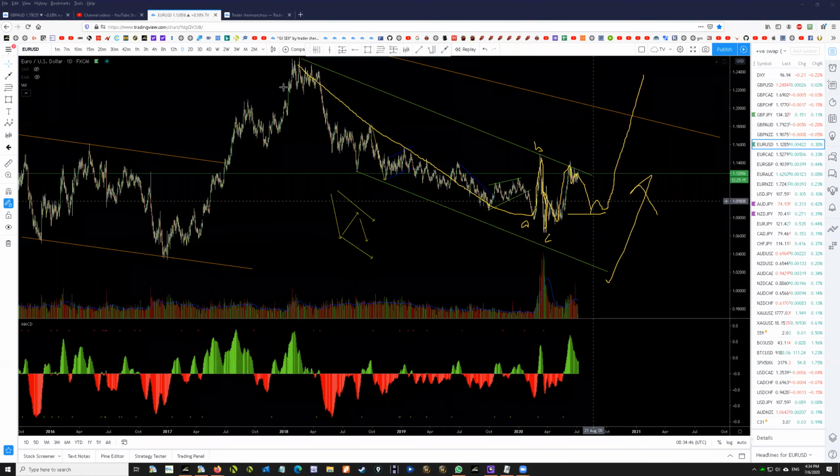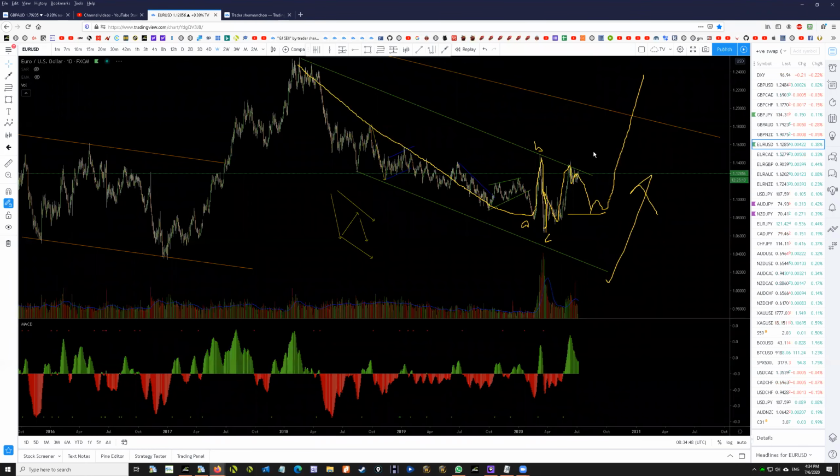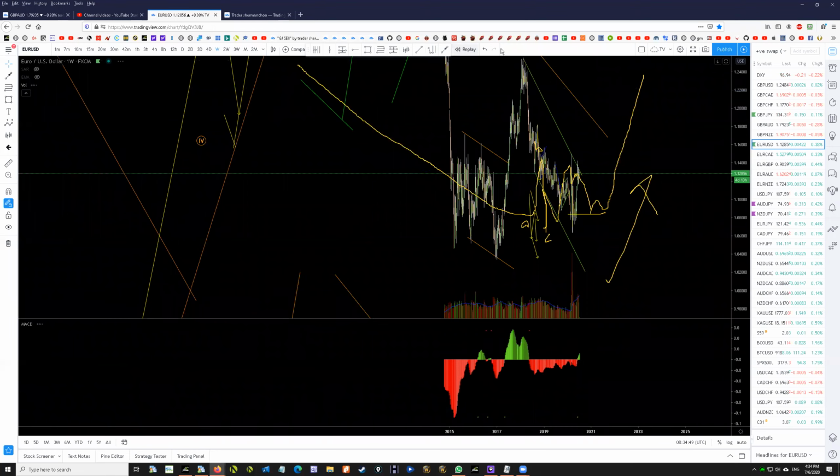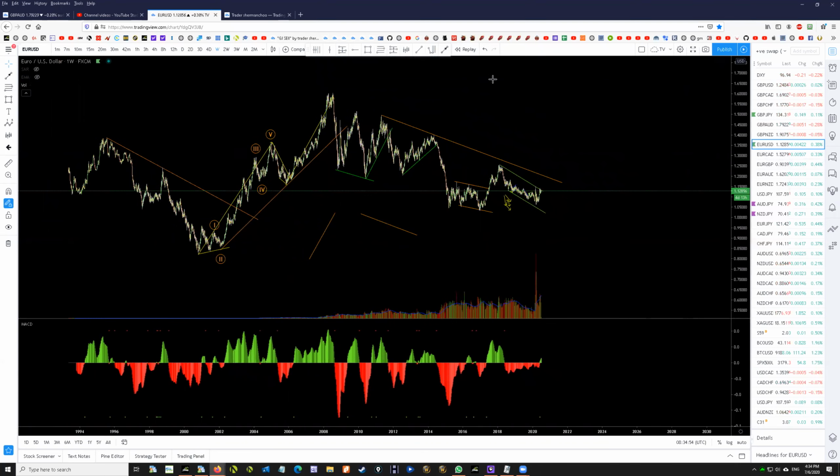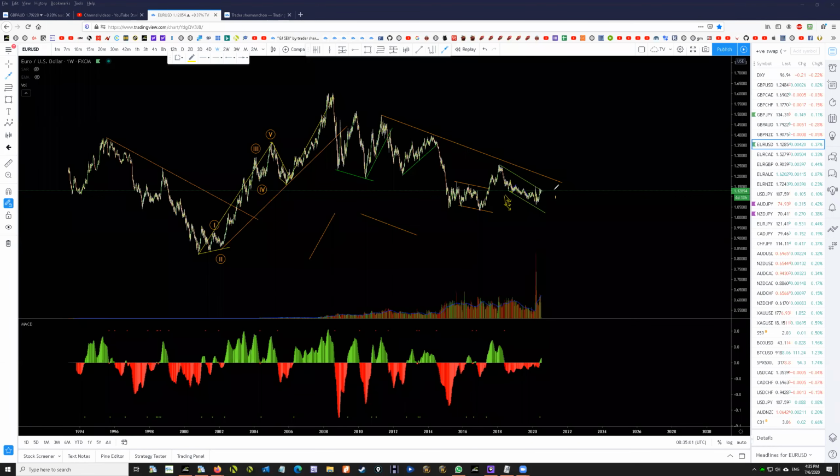So if I go back to the daily, let's say I go back to the weekly, like so. If I look at this, I'm thinking, what's in my mind right now, that this move here, because of this up and this wave count, and this went up here.